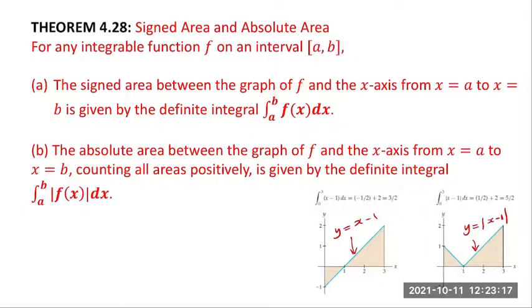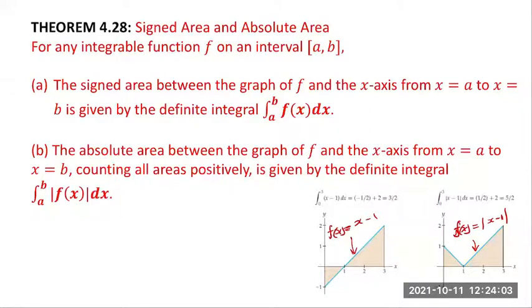Before I go to the second part of the theorem, let's explore this one a little bit, what we mean by the signed area. For that, I'm going to take an example. I'll take my f(x) to be x minus 1. So f(x) is equal to x minus 1. Here is the interval I'm focusing on, 0 to 3. I want to talk about the definite integral of f(x) from 0 to 3.